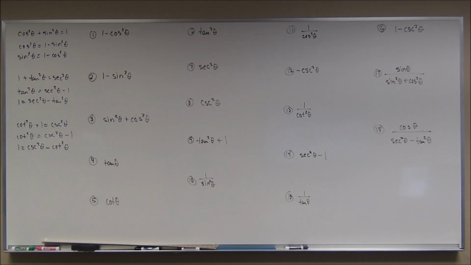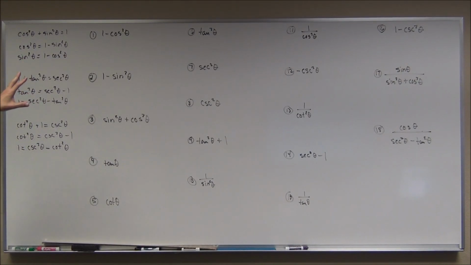Okay, again, just as I was mentioning before, if you haven't tried these, don't watch the video yet. Turn it off, try the problems. They're pretty straightforward, especially if you've written down these 9 key identities or variations of the identities, the Pythagorean identities.